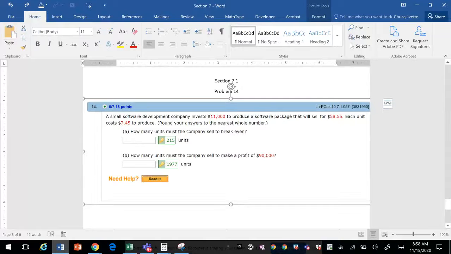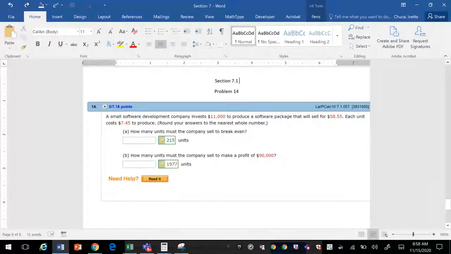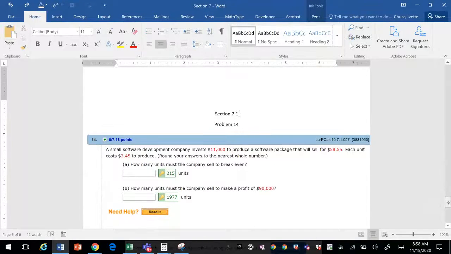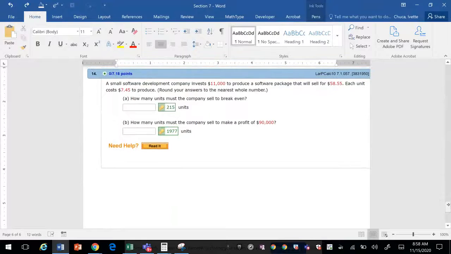So the last problem I would like to work on is from section 7.1. I forgot to include it in my last video. So this is section 7.1, number 14. A small software development company invests $11,000 to produce a software package that will sell for $58.55. Each unit costs $7.45 to produce. How many units must the company sell to break even? And how many units must the company sell to make a profit of 90,000?